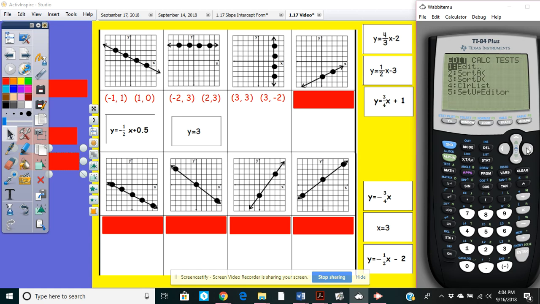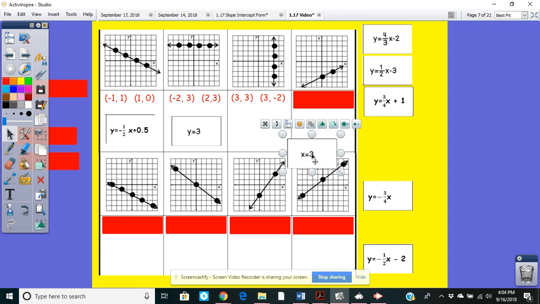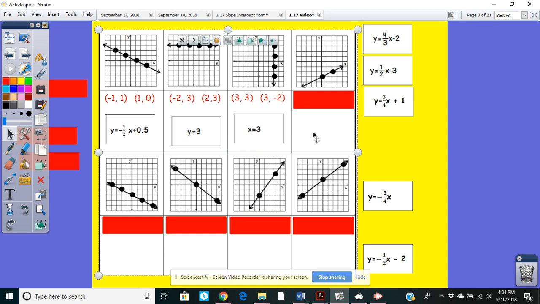So Stat, over to Calc, 4 for linear regression, and then down to Calculate. And I've got an error. When you get this error, it's for vertical lines. Remember, vertical lines always start with x, and then whatever the x value is. So the x value here is 3. Oops, sorry guys. And so that one would go right there.